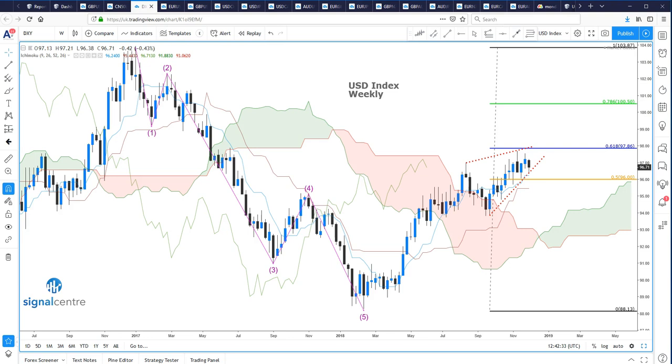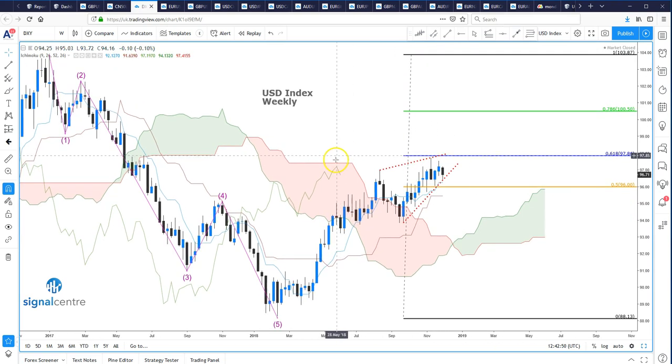So we're going to break down the time frames. I'm going to start with the dollar index weekly chart. We've got a bearish Elliott wave count to the downside. We now believe that we're completing a bullish count to the upside. So this will be 1, 2, 3, 4, and then up in 5.